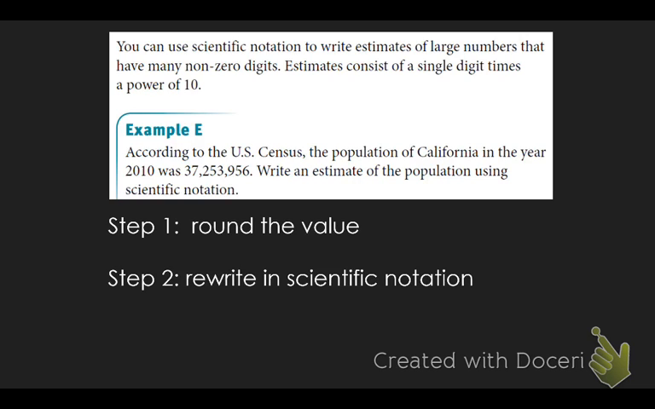You can use scientific notation to write estimates of large numbers that have many non-zero digits. Estimates consist of a single digit times a power of 10. According to the U.S. Census, the population of California in the year 2010 was 37,253,956. Write an estimate of the population using scientific notation.